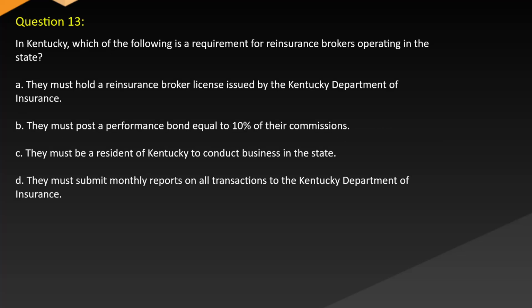Question 13. In Kentucky, which of the following is a requirement for reinsurance brokers operating in the state? A. They must hold a reinsurance broker license issued by the Kentucky Department of Insurance. B. They must post a performance bond equal to 10% of their commissions. C. They must be a resident of Kentucky to conduct business in the state. D. They must submit monthly reports on all transactions to the Kentucky Department of Insurance.